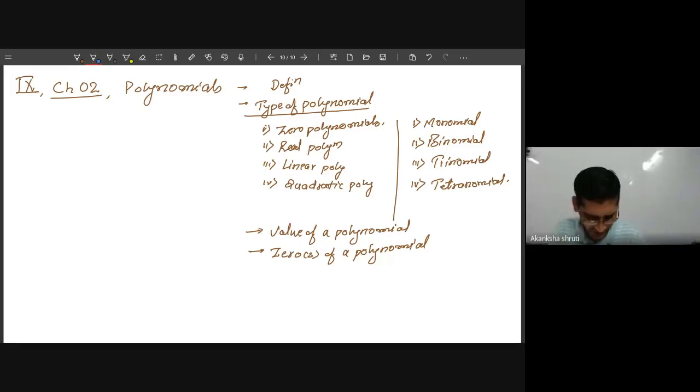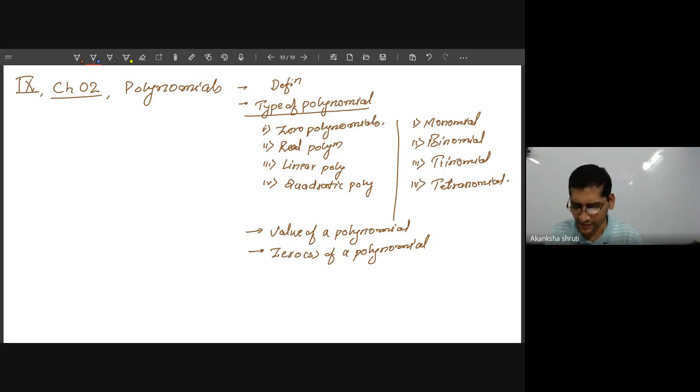Good evening, dear students. Today we are going to start the new topic of this chapter, polynomial. We will learn about the types of polynomial. We will learn what are the classifications of this type of polynomial. Means the polynomials we most commonly learn are the quadratic polynomial, cubic polynomial, monomial, trinomial.